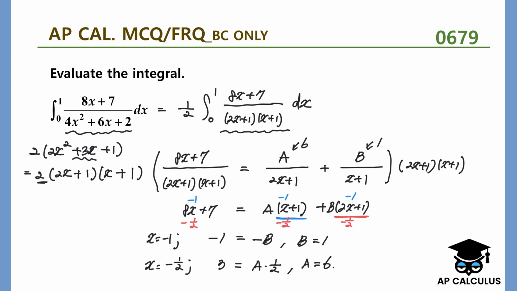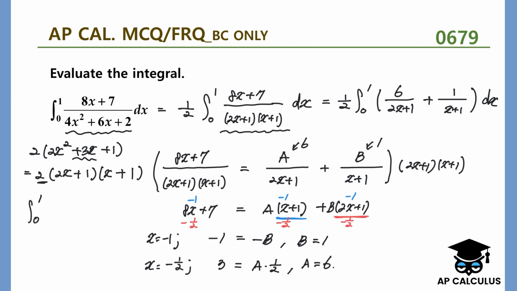So this definite integral is equal to 1/2 times, from 0 to 1, we have 6 over 2x + 1 plus 1 over x + 1 dx, right? So we can find the antiderivative of this expression and this expression separately, right? So let's find our definite integral from 0 to 1.